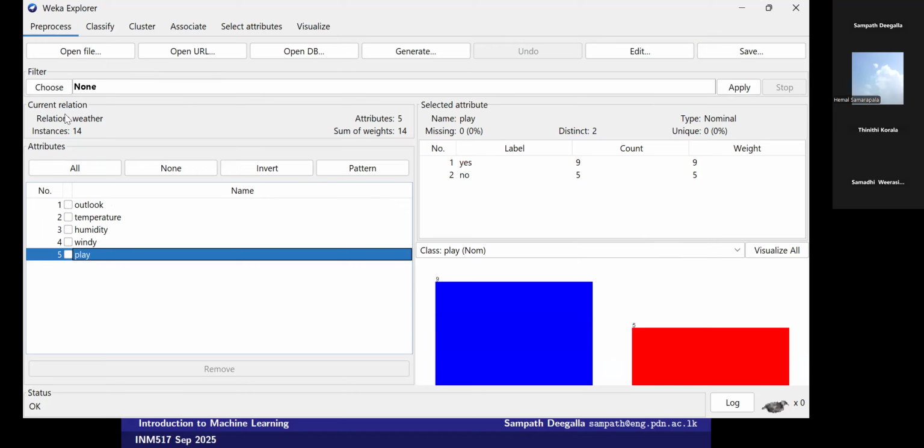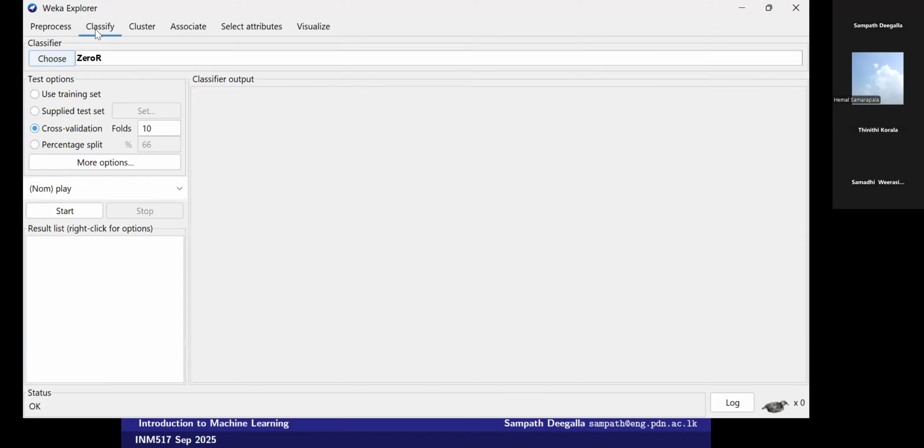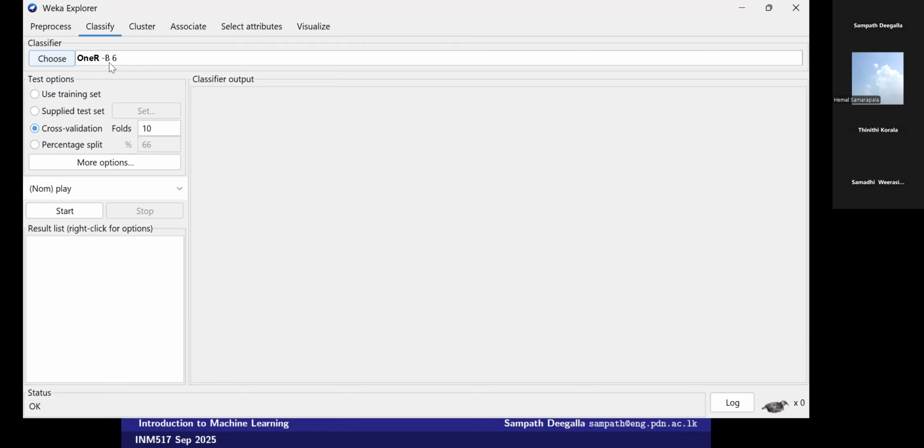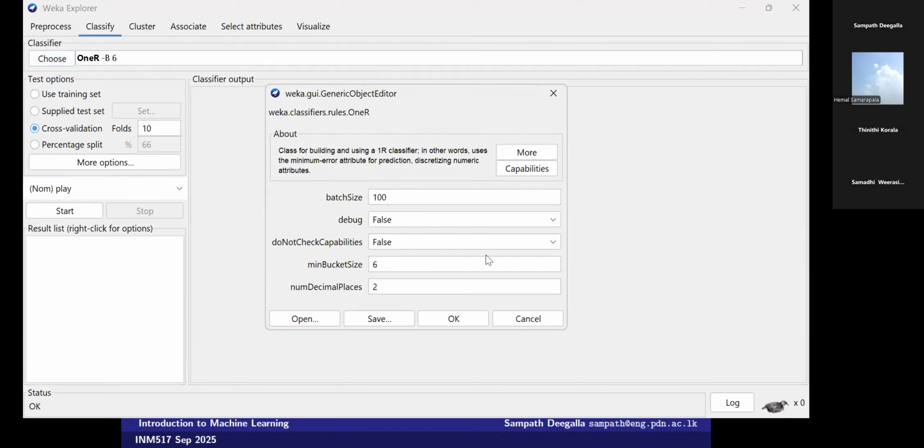Right. Now, to do the classification, we have to go to the classify tab. Okay, we have to choose 1R. So this is 1R. And remember, there's a parameter here. It's called B. It's called minimum bucket size. This is the minimum number of instances we are going to specify.